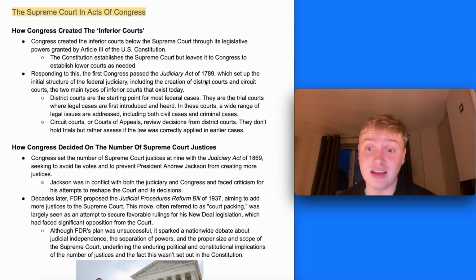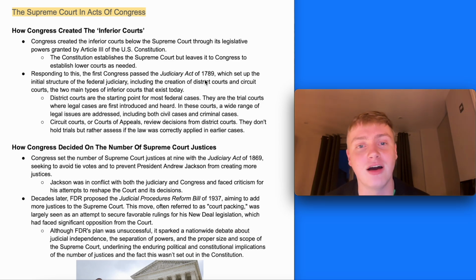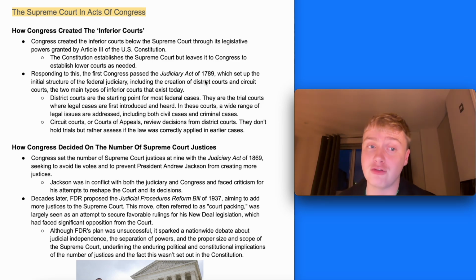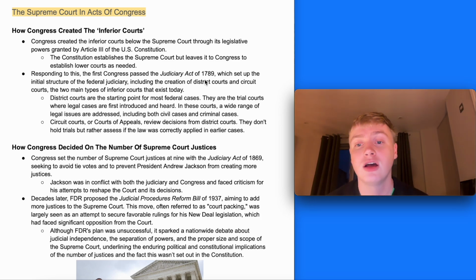And responding to these powers given to it in the Constitution, the first Congress passed the Judiciary Act in 1789, which set up the initial structure of the federal judiciary, including the creation of district courts and circuit courts, which are the two main types of courts that exist in the US today.